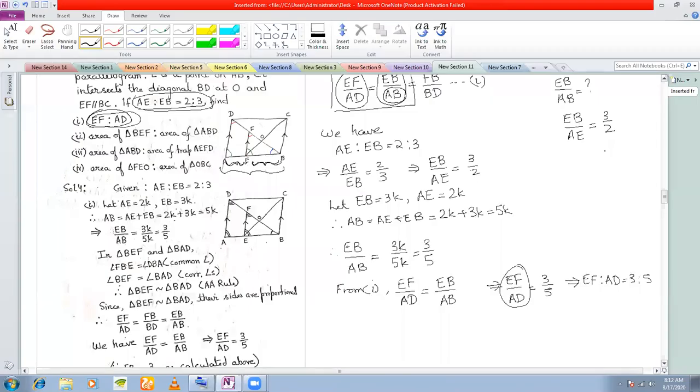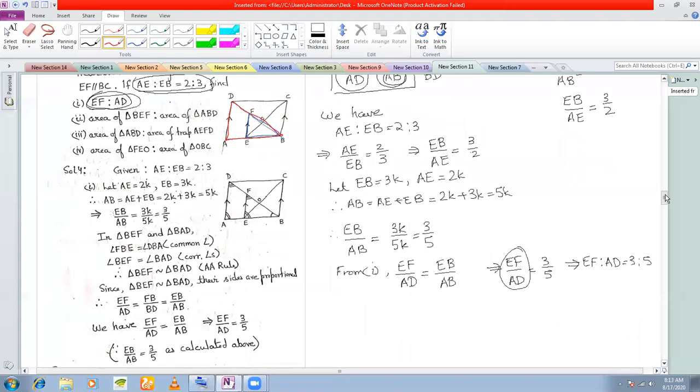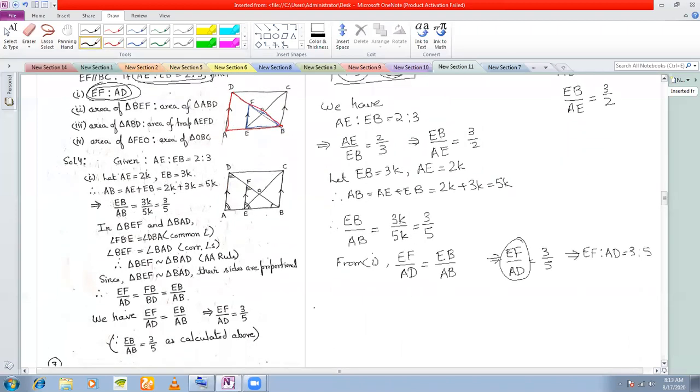Area of triangle BEF is to area of triangle ABD. So let's see which two triangles. First, resolve this. Area of BEF. So BEF is my this blue triangle, okay, and ABD. ABD is this triangle. Okay, the ratio of the areas of these two triangles. Okay, so you know the ratio, isn't it?